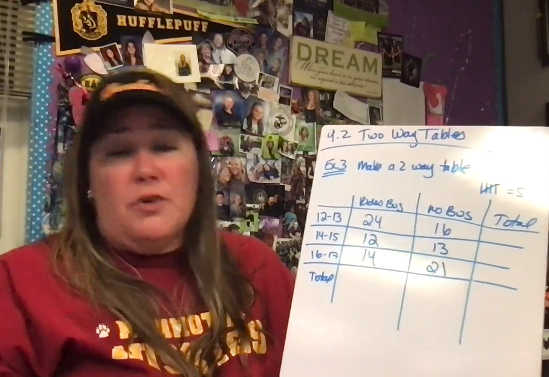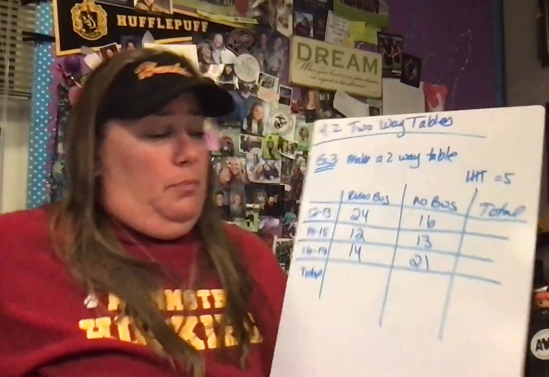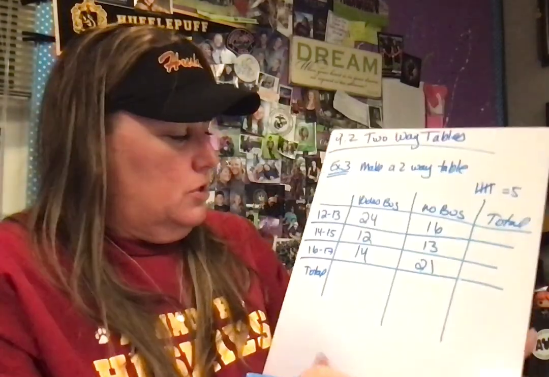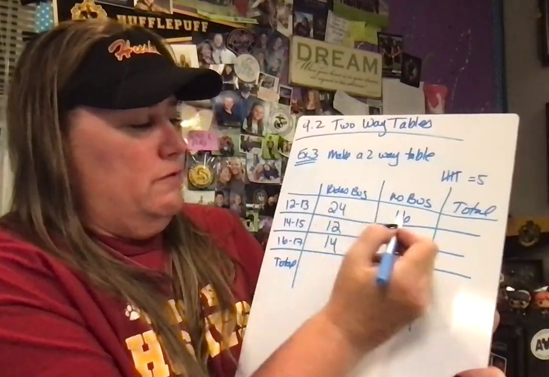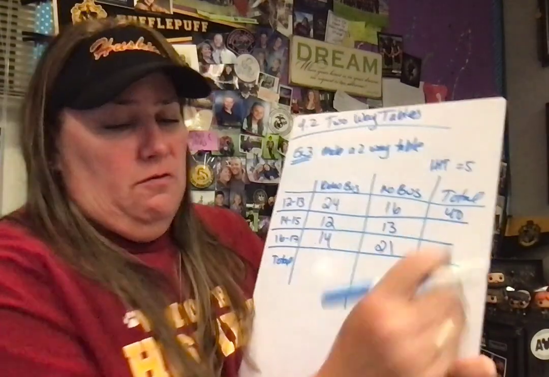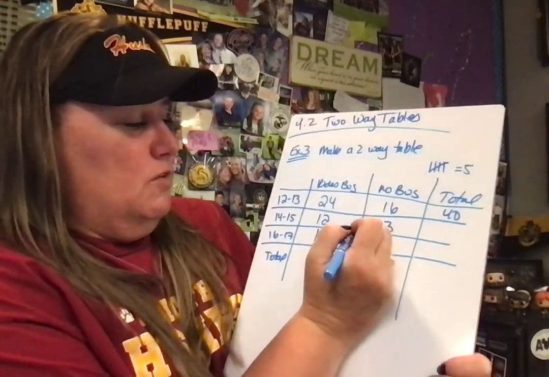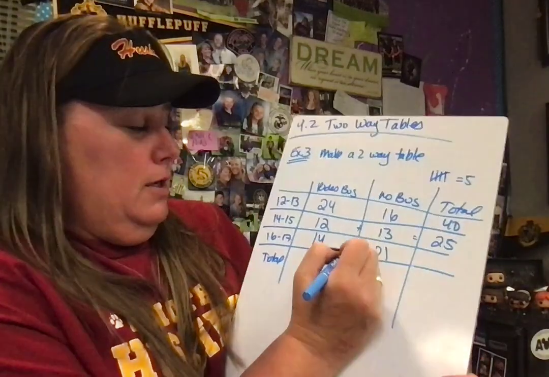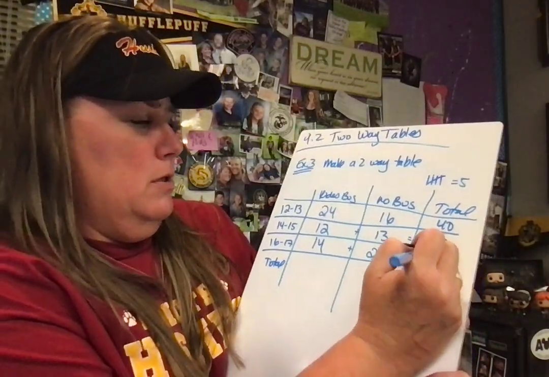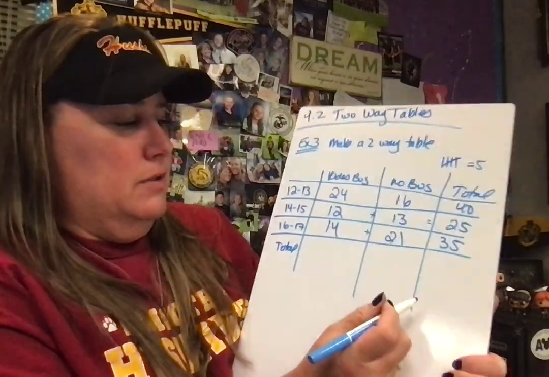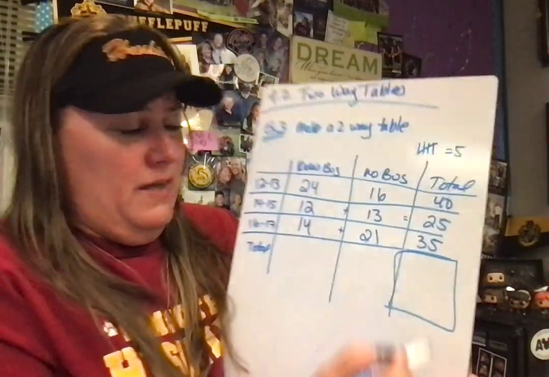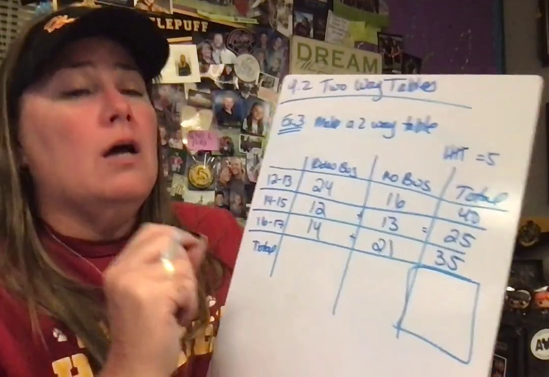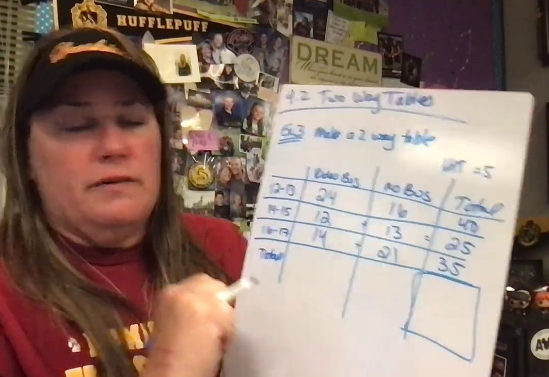That includes marginal frequencies. Okay, so now let's add them all up. It doesn't matter which way you add, whether you want to do columns or rows first. Let's go across. So 24 and 16, 40. 12 plus 13 is 25. Add these guys, 14 and 21, 35. Remember what that guy is down there. That bottom right-hand corner, that's the grand total of the number of kids in this survey.